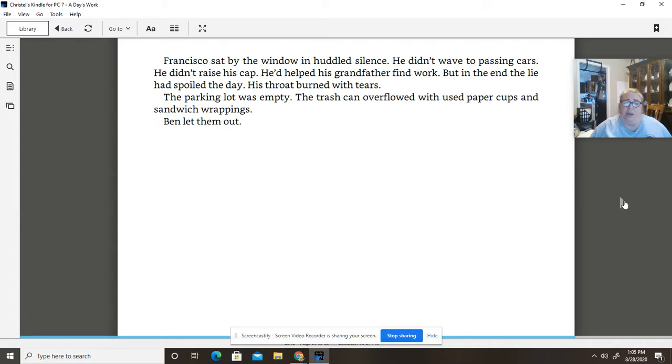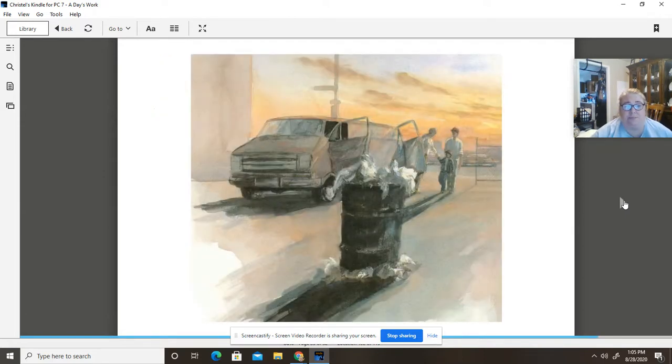Francisco sat by the window in huddled silence. He didn't wave to passing cars. He didn't raise his cap. He helped his grandfather find work, but in the end, the lie had spoiled the day. His throat burned with tears. The parking lot was empty. The trash cans overflowed with used paper cups. Ben let them out.